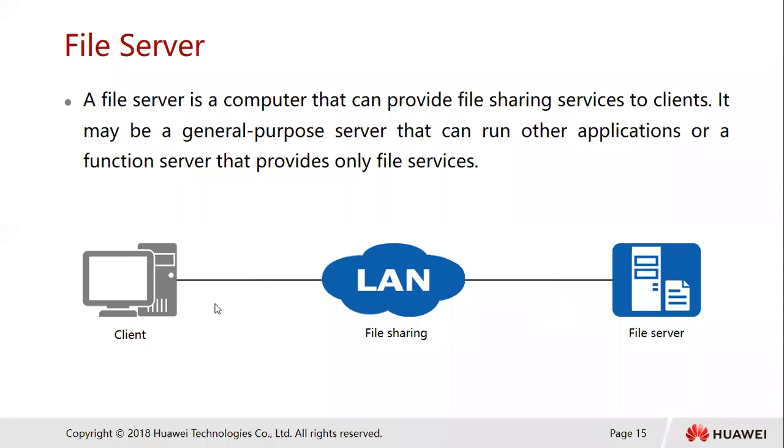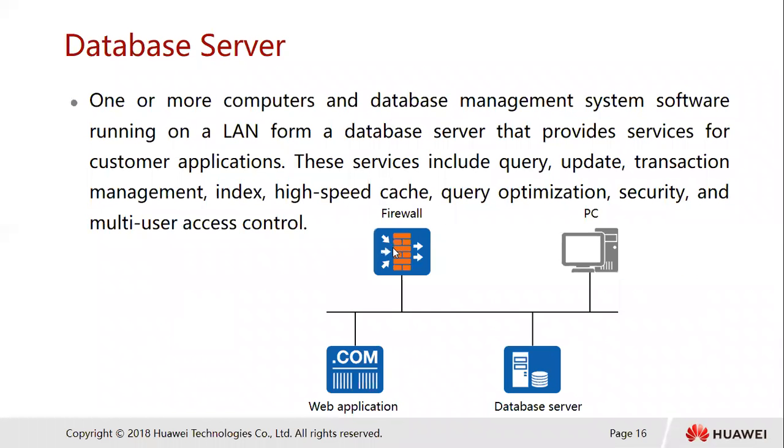So we have an example of the file server here. This is the file server. When this client wants a file, it always gets it from the file server. The client will be asking, and then the server has to provide. And then this is the topology, which is a network structure, of a database server.